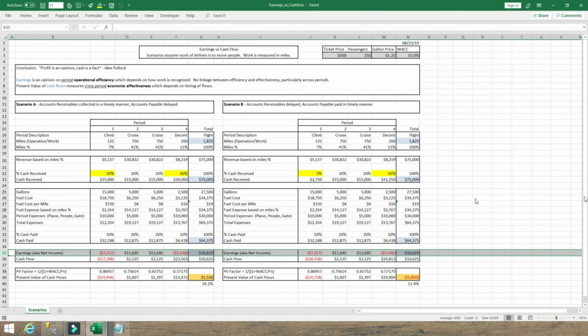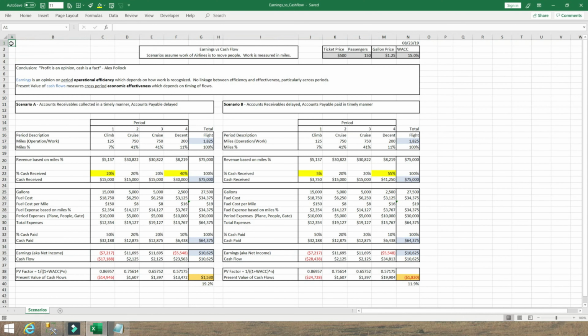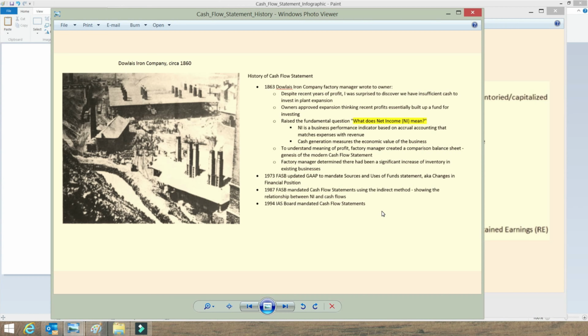So this example hopefully clearly shows the distinction between cash flow and earnings. It shows that earnings is just an opinion about period operational efficiency and not actual cash, and how forgetting that can lead to some erroneous decisions. And this is the problem this iron company got into: they got too focused on profit, and assumed that profit would also mean that there was ample cash available.